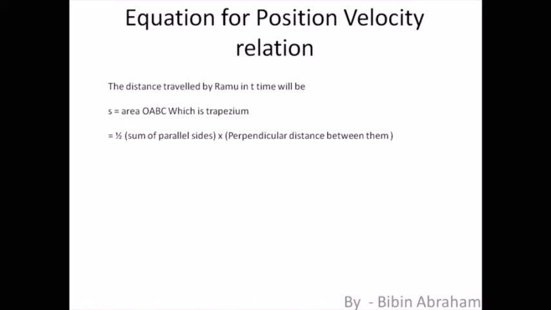Half into sum of parallel sides multiplied by the perpendicular distance between them. If you haven't studied it, you will study it, right? So it is better to learn the formula by heart. Area of trapezium is given as half into sum of parallel sides multiplied by the perpendicular distance between them.